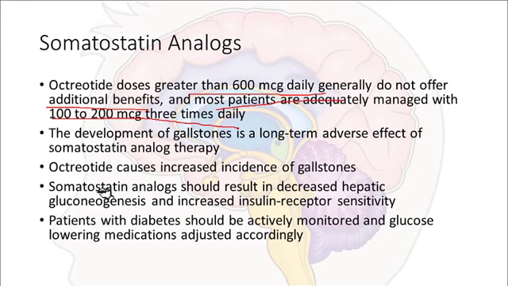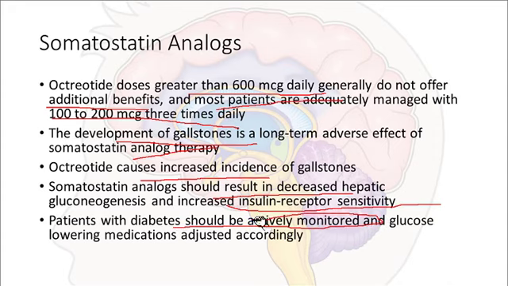The development of gallstones is a potential long-term adverse effect for somatostatin analogs, and octreotide can increase the incidence of gallstones. Somatostatin analogs should result in decreased hepatic gluconeogenesis and increased insulin receptor sensitivity. Patients with diabetes should be more actively monitored, and glucose lowering medications require some kind of an adjustment.